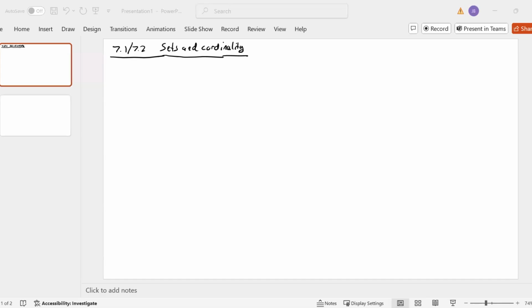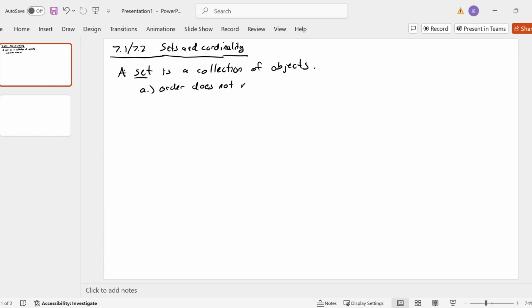So we're going to begin first with sets and cardinality. Just some basic front information before we do examples. Remember, a set is a collection of objects. There are two aspects of it. Number one, order does not matter. And number two, no duplicates. So no duplicates in a set. We only have one of those objects, right? So that's what a set was.